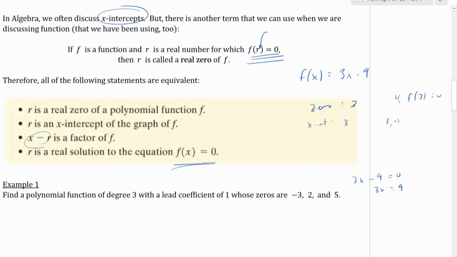Or you could list it as a point. x minus 3 would be a factor, because I could factor the 3 out and leave x minus 3. And then the solution, or people will call them roots, is if you set this equal to 0 and you told me the x value that makes it true. All the same stuff, just different ways of saying it.